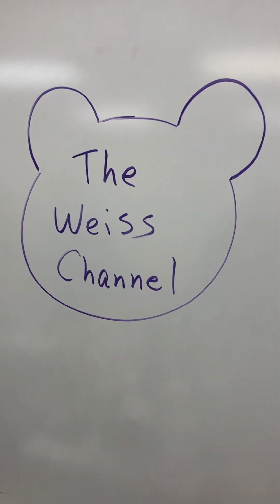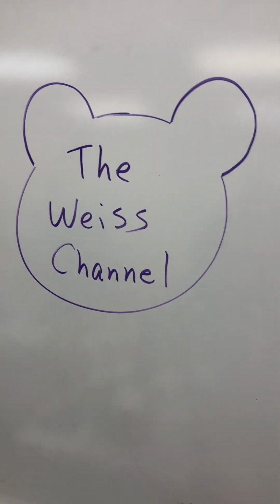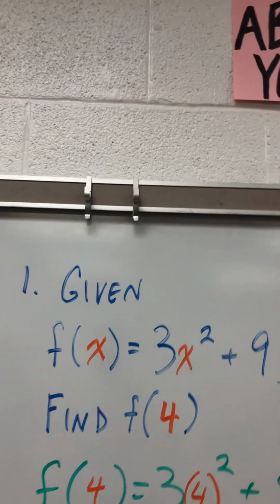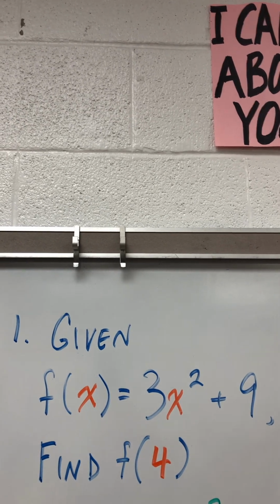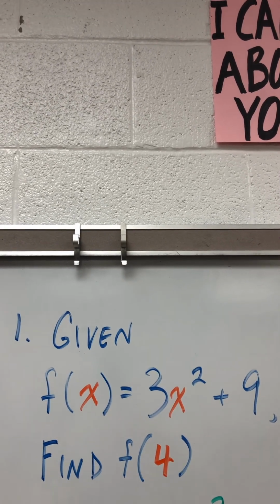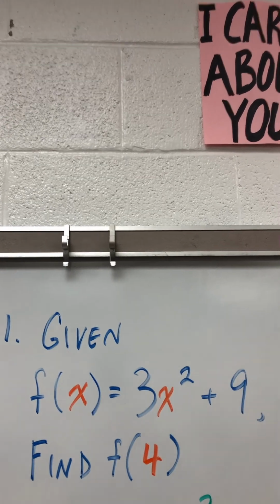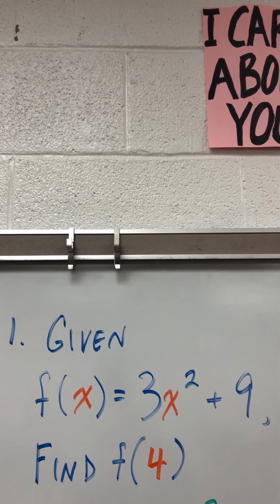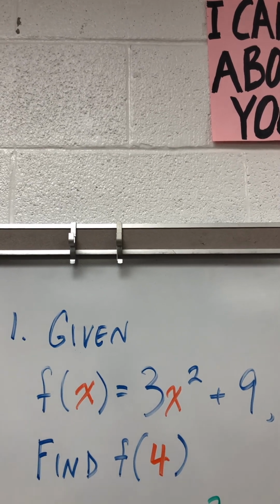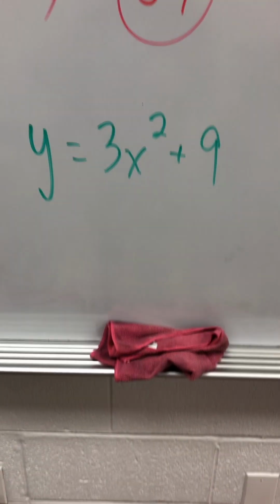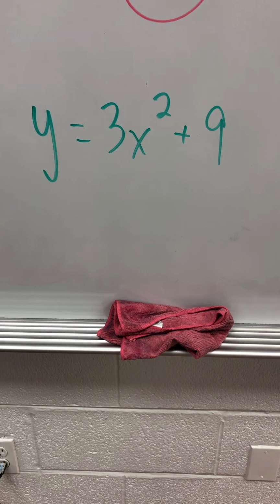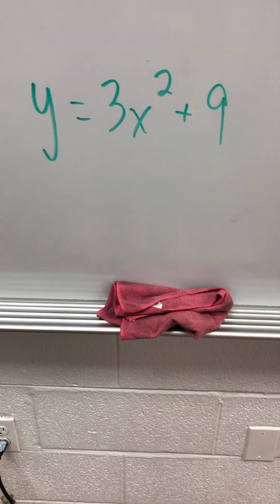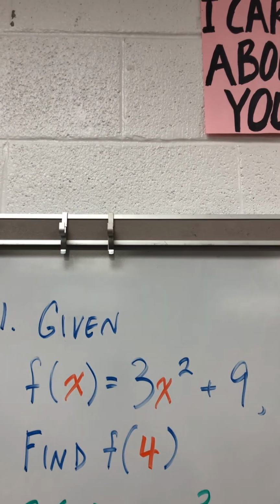Okay, today we're going to talk about functions. A function, for example, f of x equals 3x squared plus 9. Find f of 4. F of x means how does x function? Honest to goodness, this is the same as saying y equals 3x squared plus 9. Why do we say f of x equals 3x squared plus 9? I don't know, but this is another way to write it.